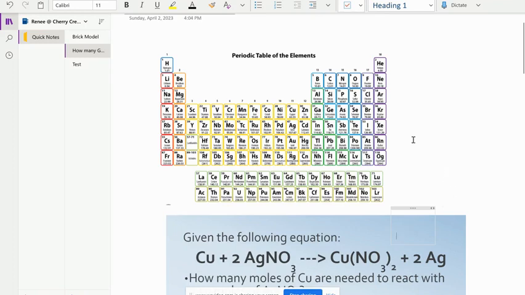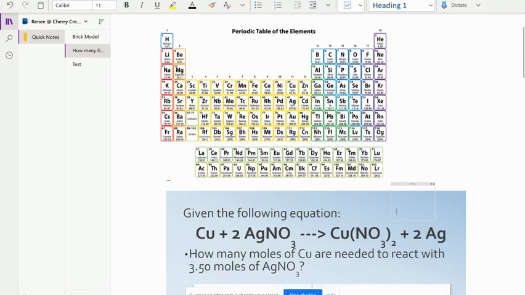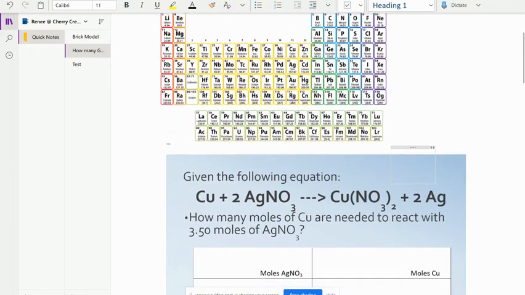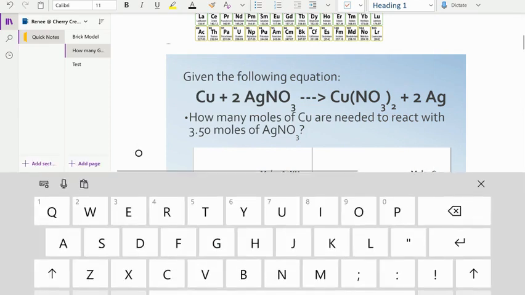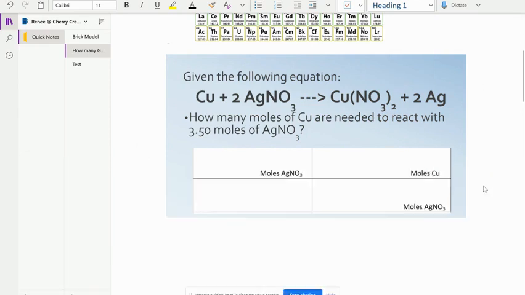On stoichiometry and glass batch lab. So you'll notice at the top we have the periodic table of elements, and it starts with a problem. It says, given the following equation, 1 mole of copper plus 2 moles of silver nitrate yields 1 mole of copper nitrate plus 2 moles of silver. And it says how many moles of copper are needed to react with 3.5 moles of silver nitrate.